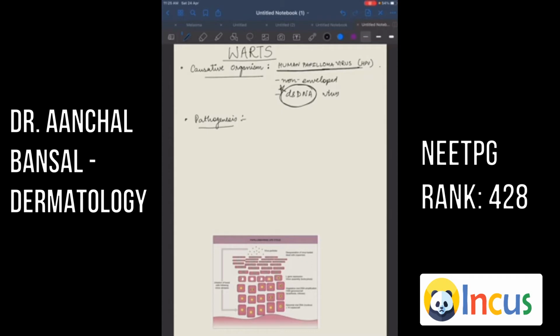As the virus divides only in fully differentiated squamous epithelia, whenever there is minor skin trauma or abrasion, the virus directly enters basal epithelial cells and induces their hyperproliferation, leading to formation of warts.